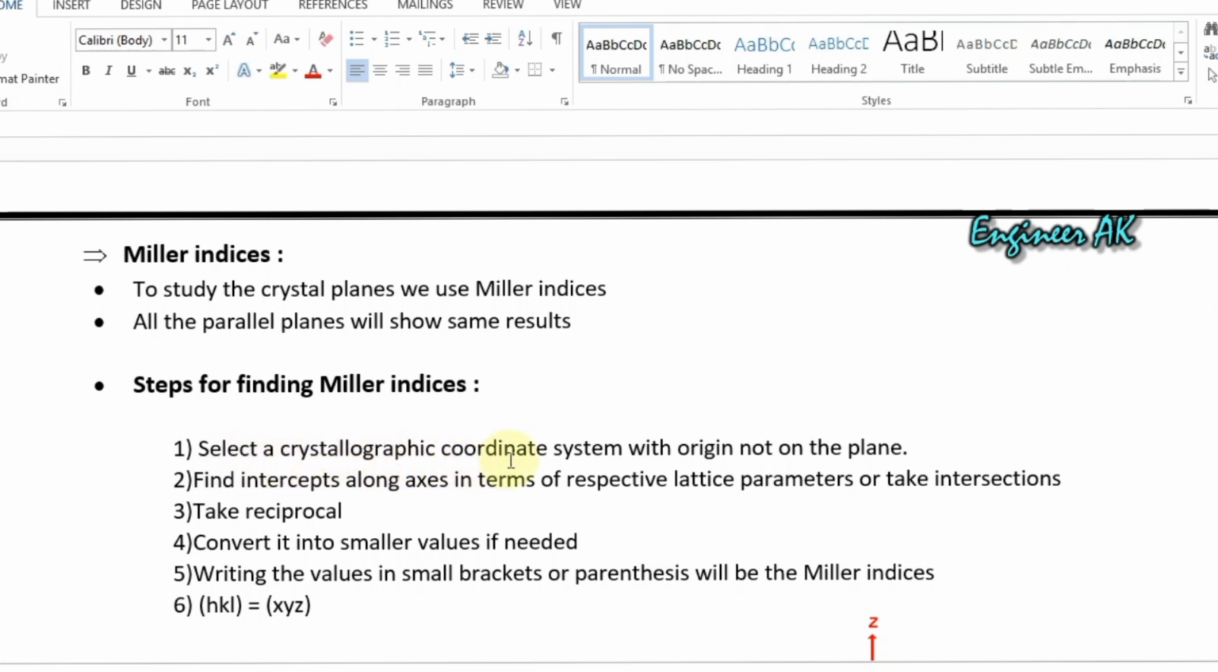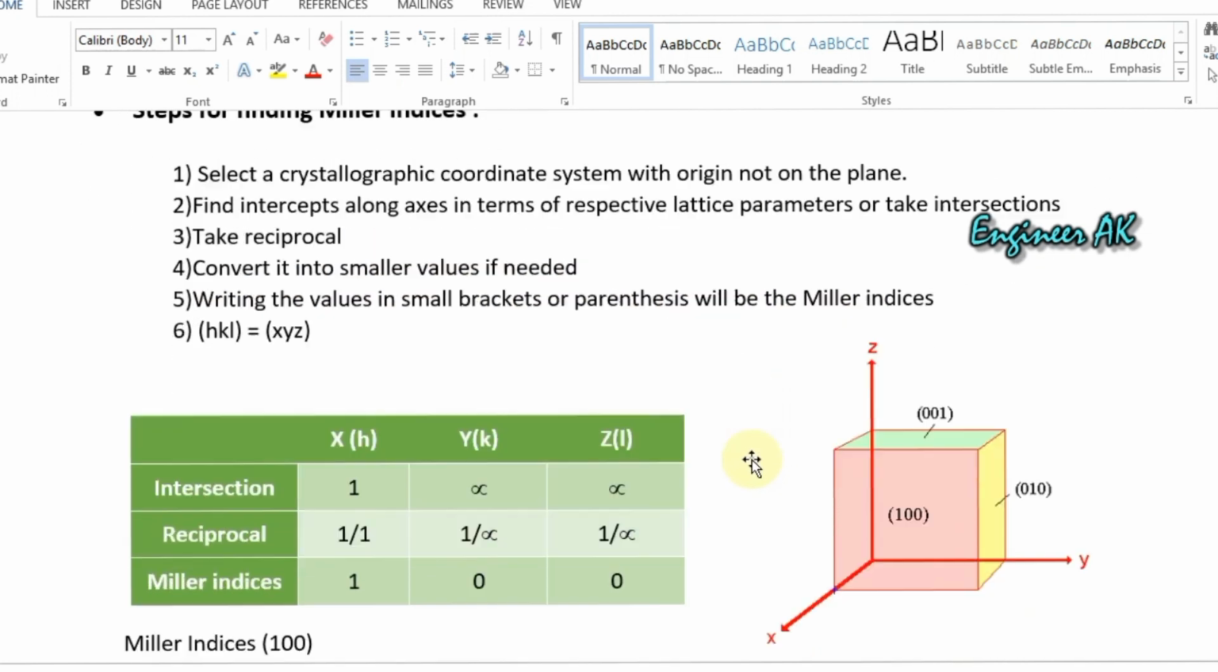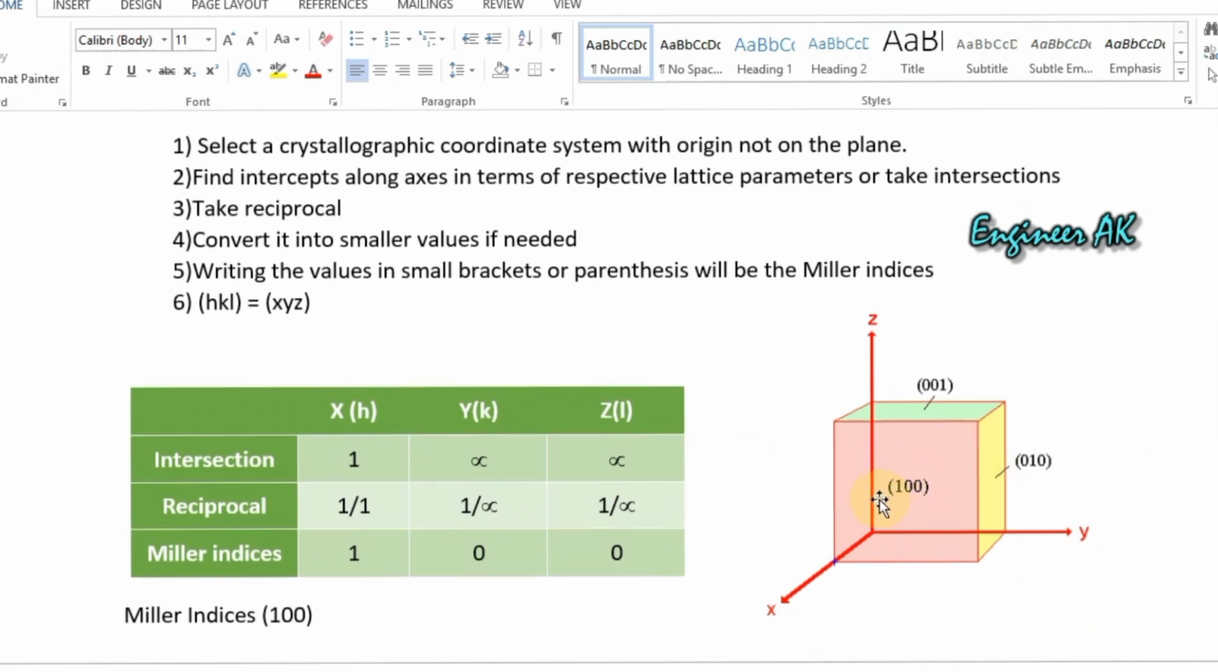The first one is to select a crystallographic coordinate system with the origin not on the plane. Let's suppose I talk about this red one. I cannot take the origin here, or here, or here. I have to take the origin somewhere else on the coordinates. We cannot take the origin on this plane, nor on this one, the upper one. You have to take a crystallographic coordinate system with the origin not on the plane.